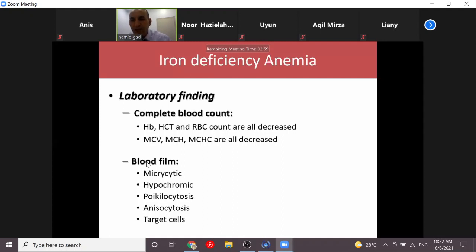Anisocytosis means variation in the size of the red blood cell. This you always remember, go back and check. Poikilocytosis, variation in the shape of the red blood cell. Anisocytosis, variation in the size of the red blood cell. And you can see target cells. Remember these 5 blood film characteristics of iron deficiency anemia.